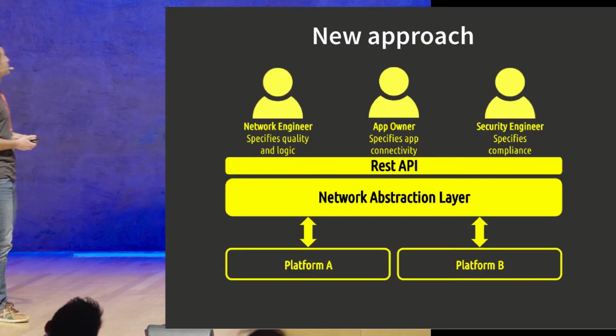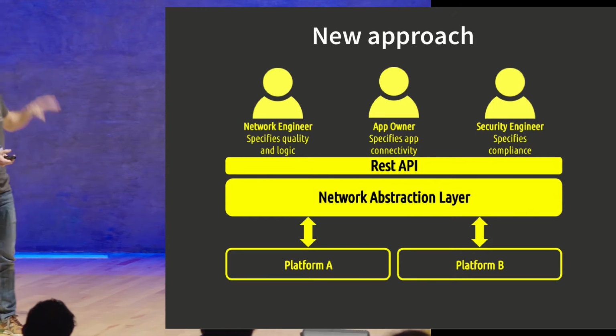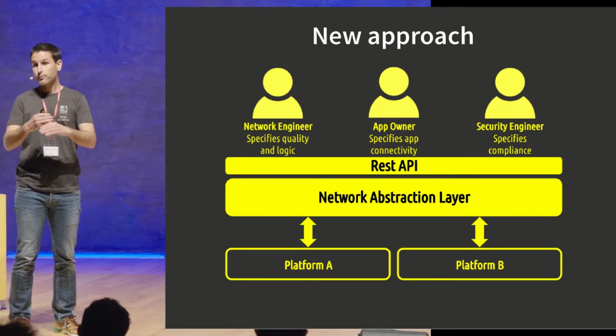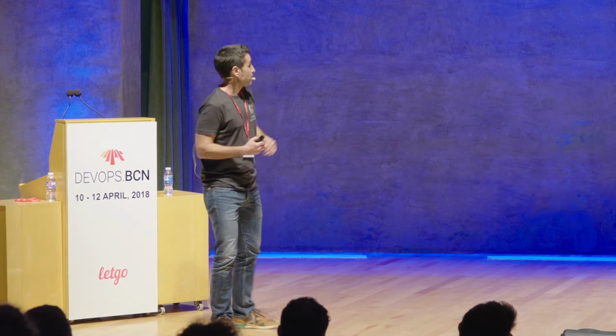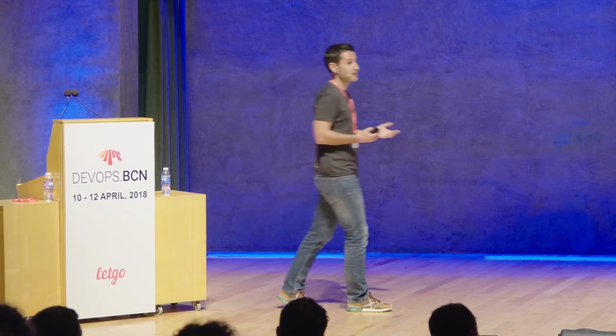So the new approach was quite simple and was to create an abstraction layer, a network abstraction layer, and put an API in front of this. With this information, we can just operate several platforms, and we create an API that can be used by different actors. These three actors, basically, the network engineer is the one that creates the service in this case, and specifies the logic, the quality that the network should provide.